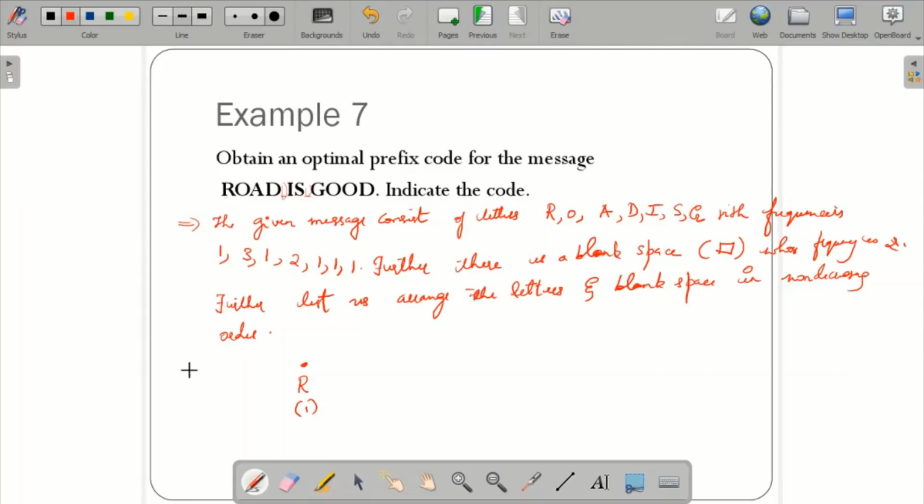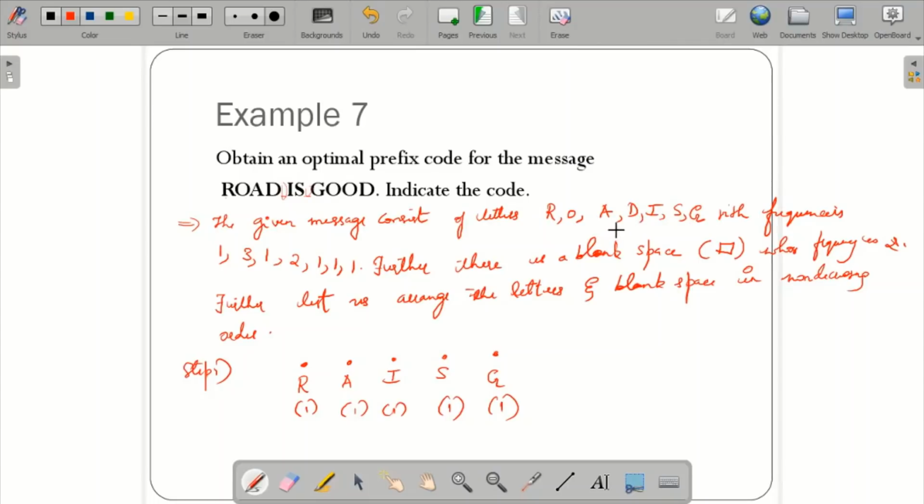This is step 1. R is 1. Next, O is repeated how many times? O is repeated thrice, so it will not come over here. Next, with one series, 1 is R. Next you have A, so A is 1. Next you have I, S and G, all of these are 1. RAISG is done.